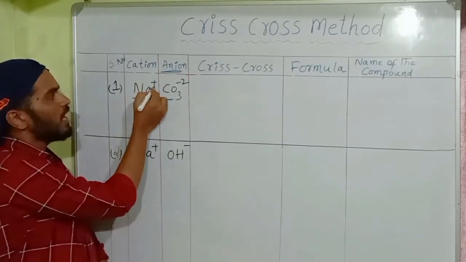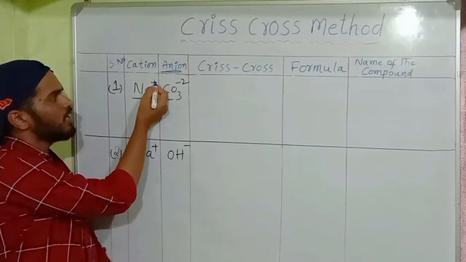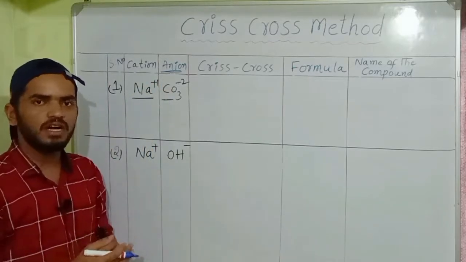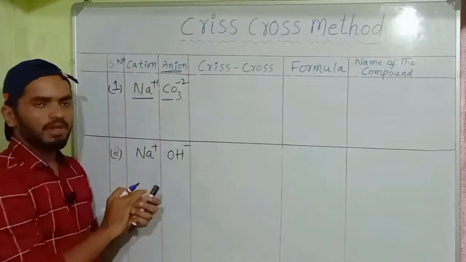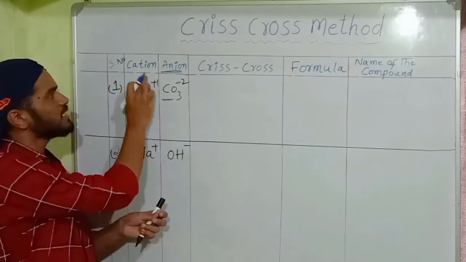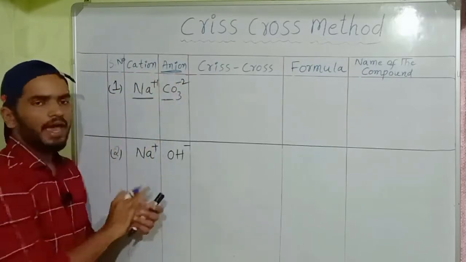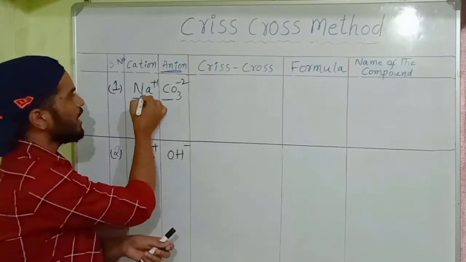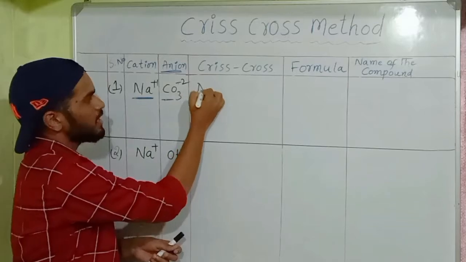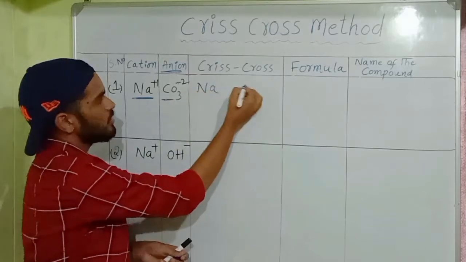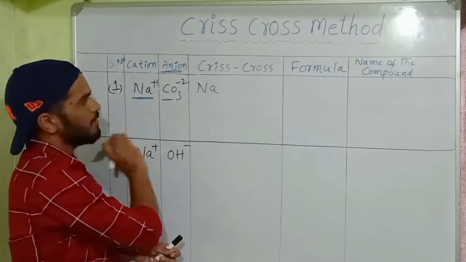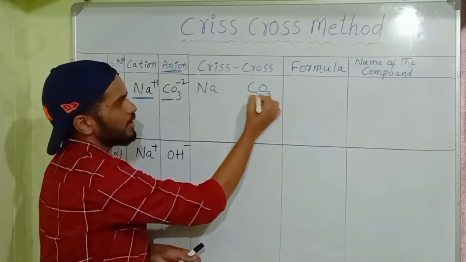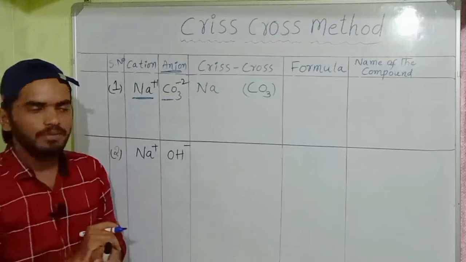If the valence is plus and there is no value of charge, we have to consider +1. Okay, so this is the cation and this is the anion. Now we have to criss-cross it. Take the elements. How many elements are there? Two elements: Na, and the carbonate.